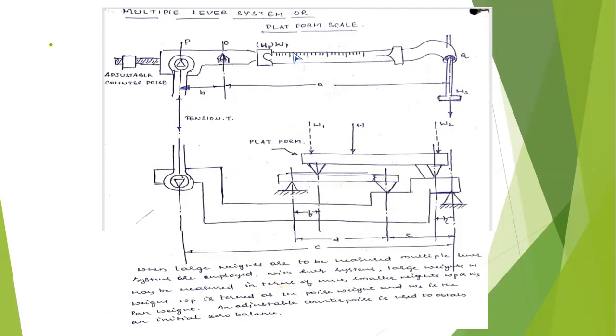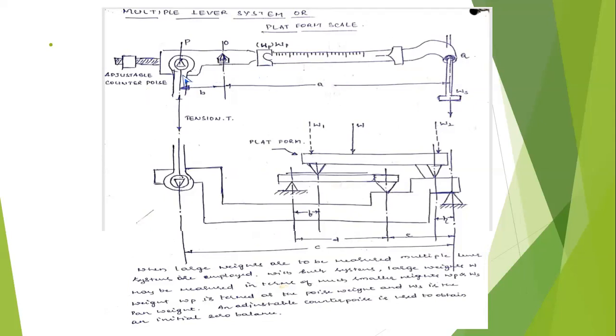Here the 6th division, that is 6 kgs. And the weight of the rice here is 46 kgs. Then the beam oscillates up and down and comes to the center position. If the weight is less, it moves in the upward direction. If the weight is more, then it comes to the downward direction. This is the principle of operation of the multiple lever system or platform scale.